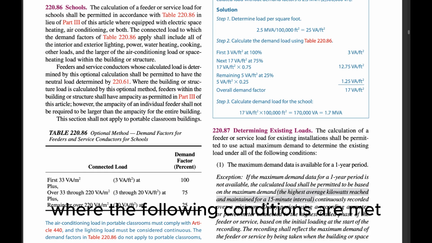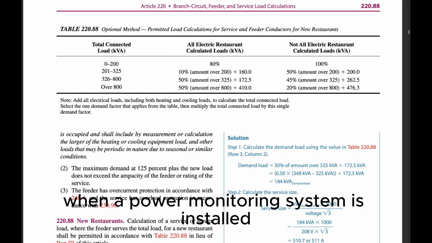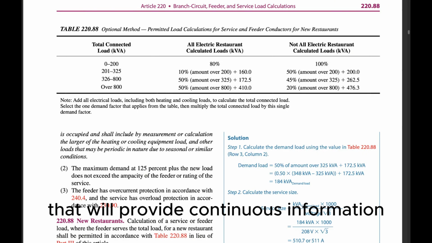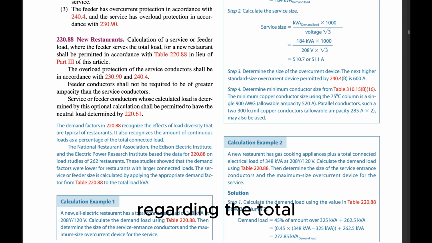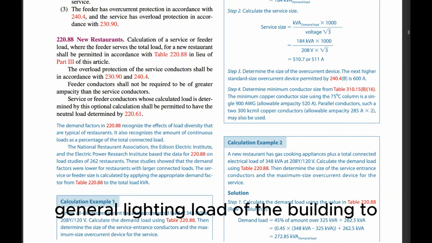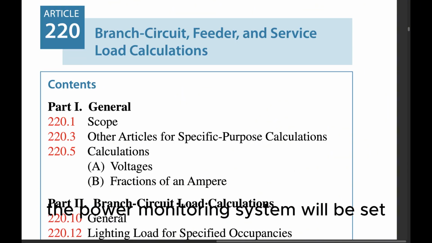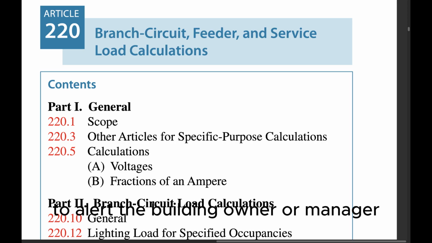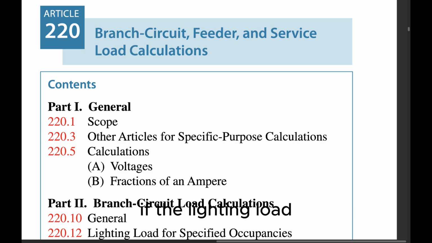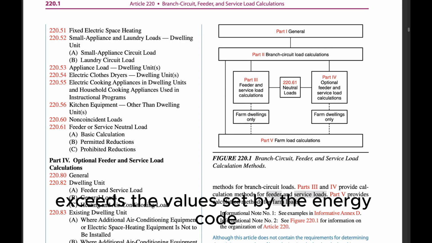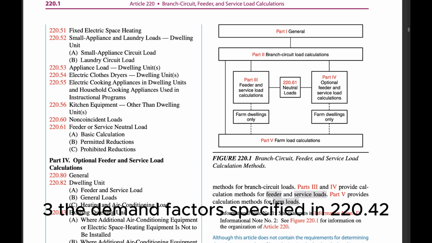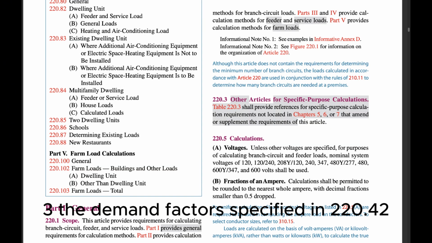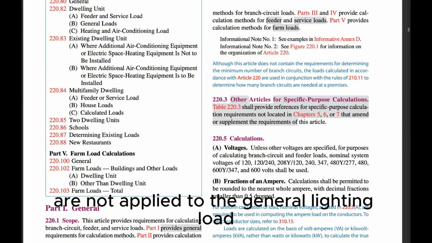Where the following conditions are met: 1. A power monitoring system is installed that will provide continuous information regarding the total general lighting load of the building. 2. The power monitoring system will be set with alarm values to alert the building owner or manager if the lighting load exceeds the values set by the energy code. 3. The demand factors specified in 220.42 are not applied to the general lighting load.